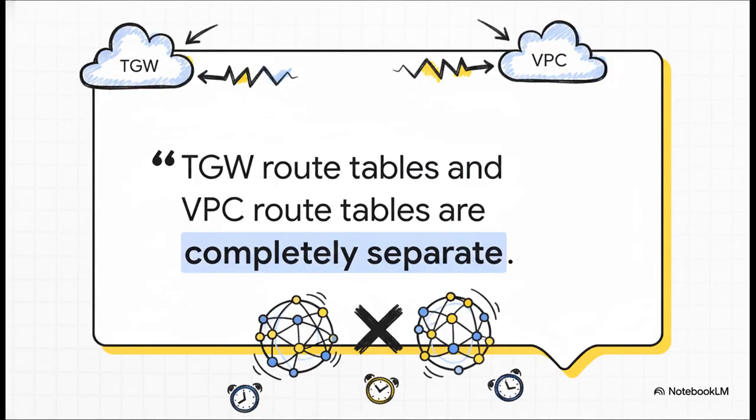Now this is so important. Please burn this into your brain. The route tables inside your transit gateway and the route tables inside your VPCs are two totally separate worlds. They do not talk to each other. If you make a change in the TGW, it does not automatically show up in the VPC. You have to manage both of them. I can't tell you how many hours have been wasted troubleshooting an issue because someone forgot this.